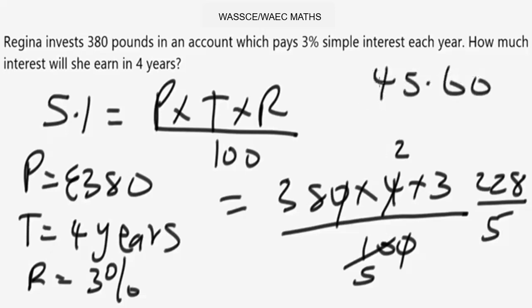45.6, let's add 0.6 pounds. All right, so this will be Regina's simple interest in 4 years of investment of her 380 pounds at 3% rate. Okay, so that is for this question.